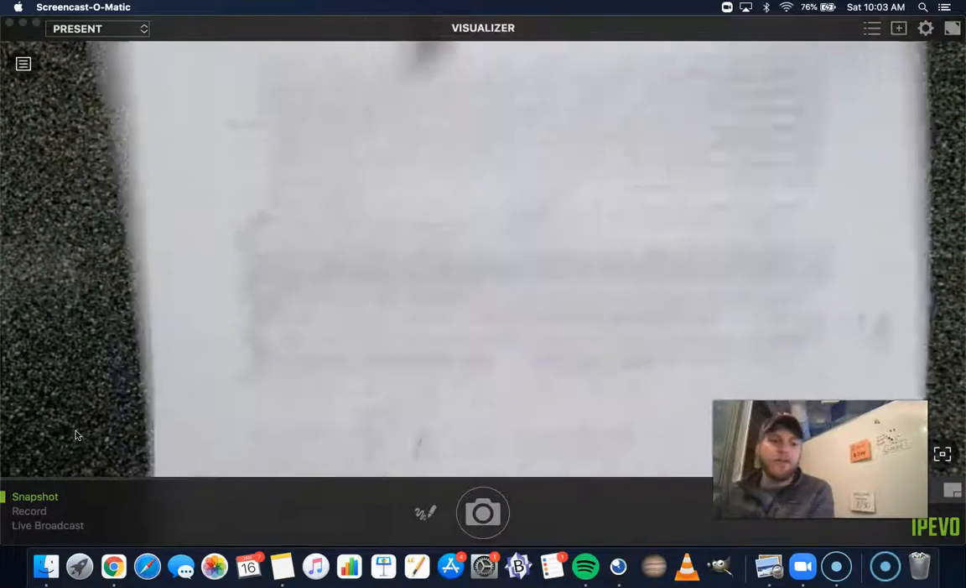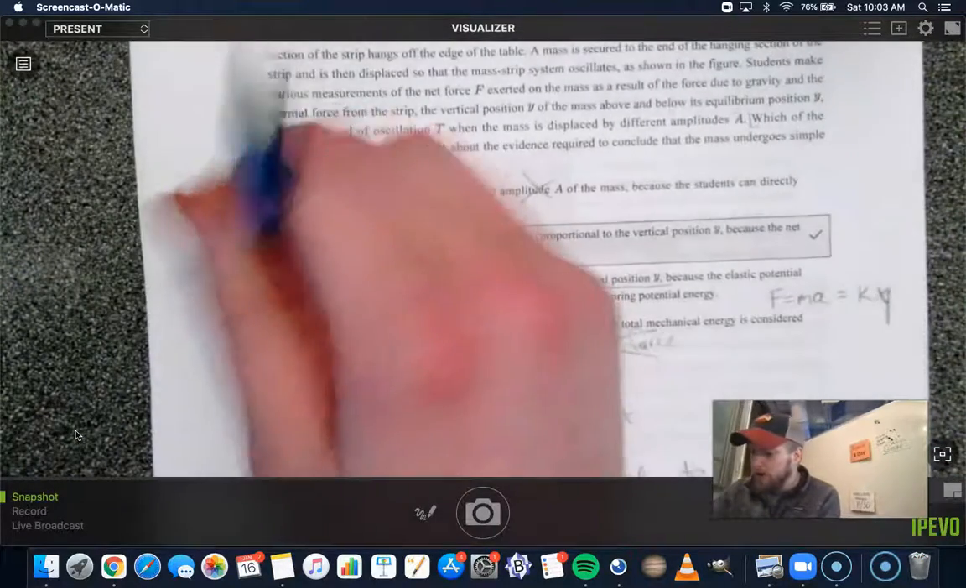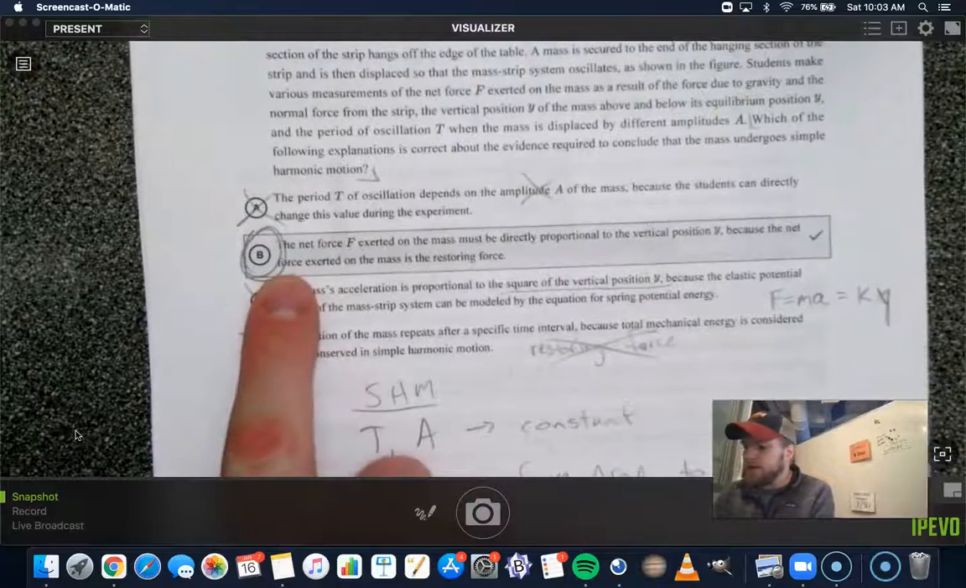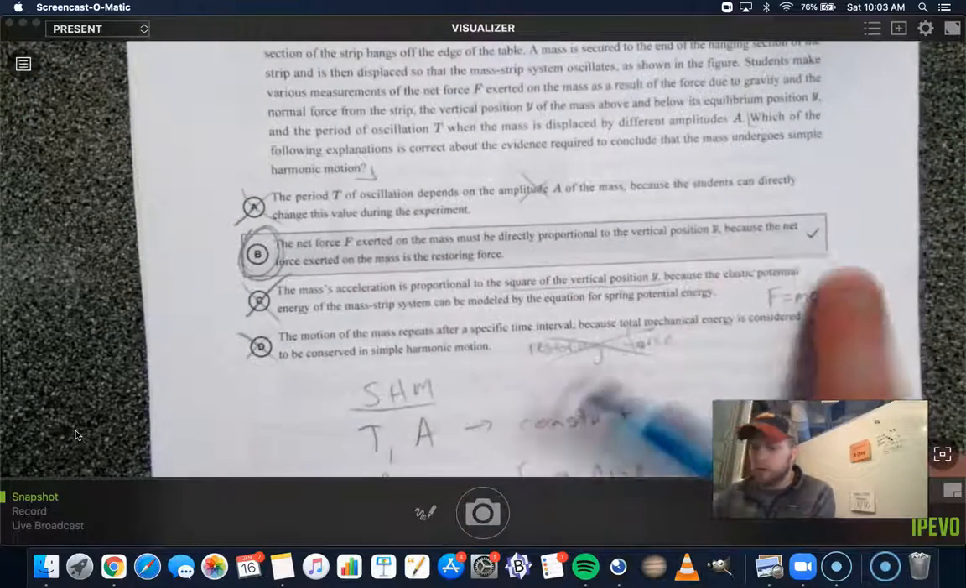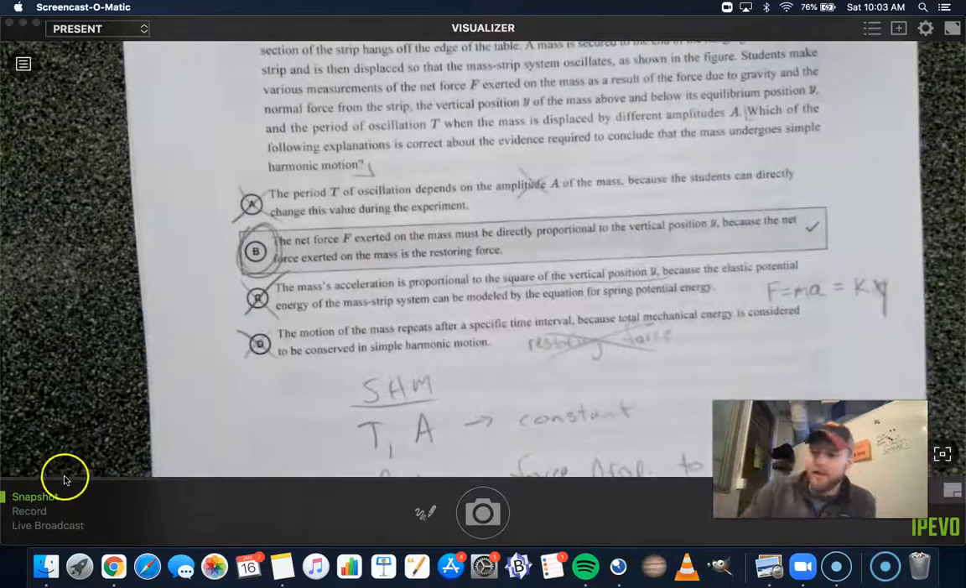On this one, you can either eliminate all of them, or you can remember that for something to undergo simple harmonic motion, it needs to have a restoring force that has this proportionality associated with it. That's it for number 3.